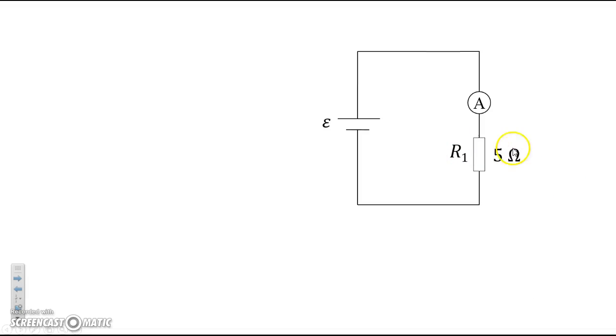Let's say we have a resistor of 5 ohms. What should the ammeter's resistance be? Well, you want the ammeter to basically not disturb the existing circuit. What if the ammeter has a resistance of 5 as well? What does that do?